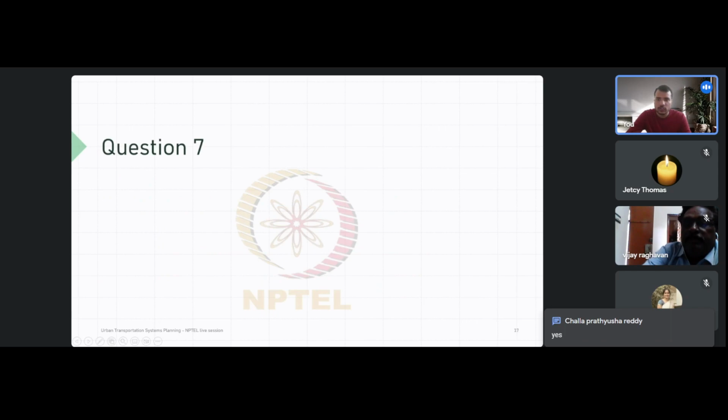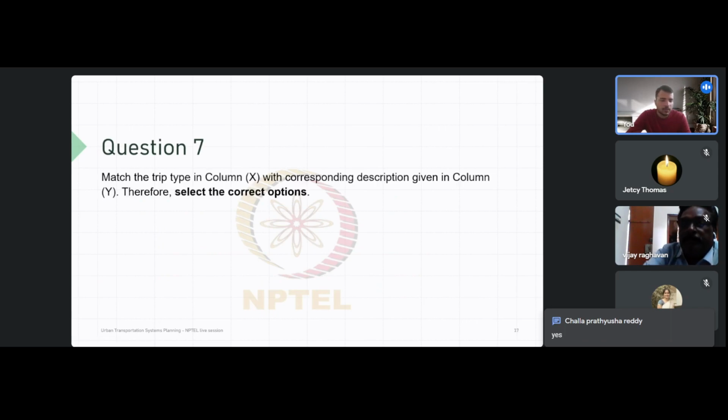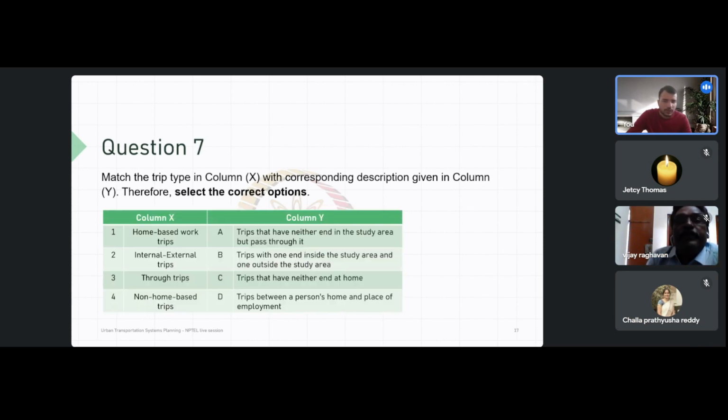So moving on to question number 7. It's simple, like the previous question. I think it was question 2. So this is also a match the following. What we discussed in the last question will come to your use here. That's why I put them one after the other so that you can relate.